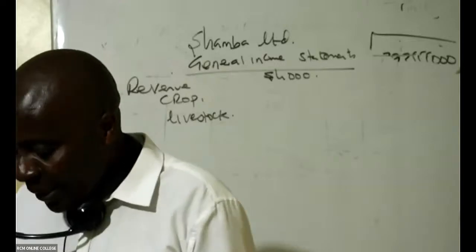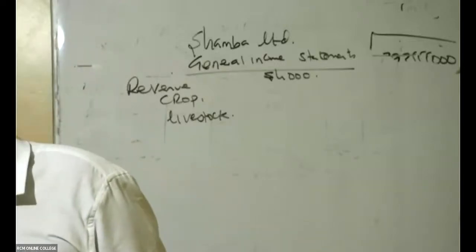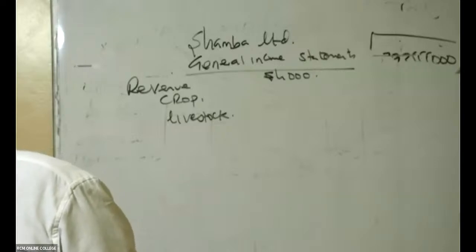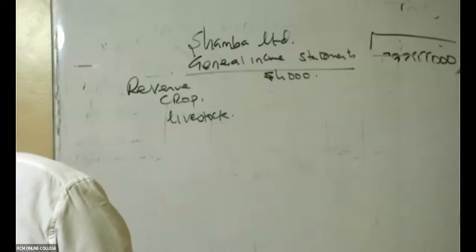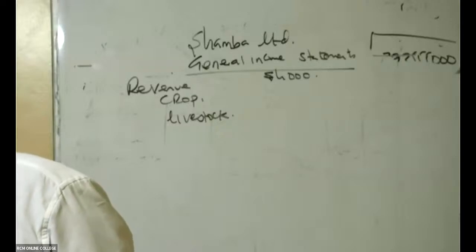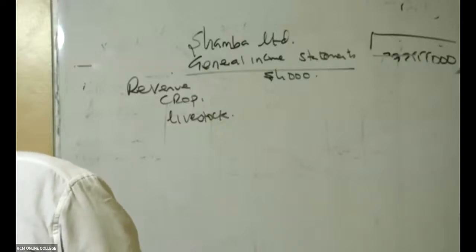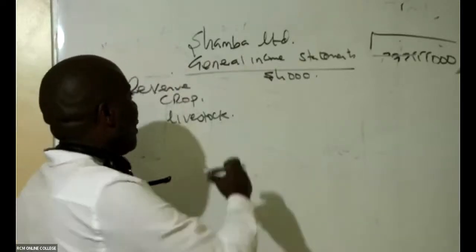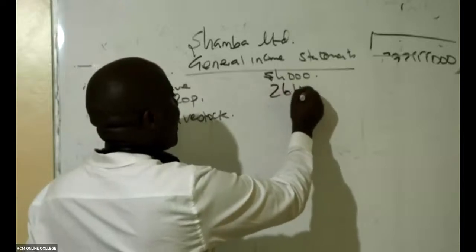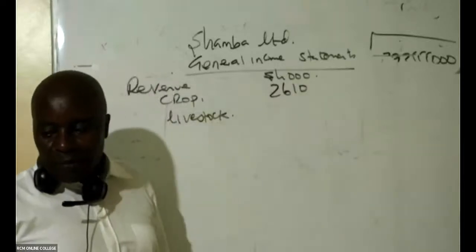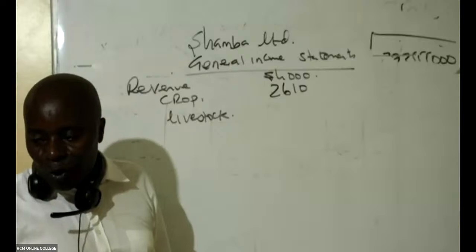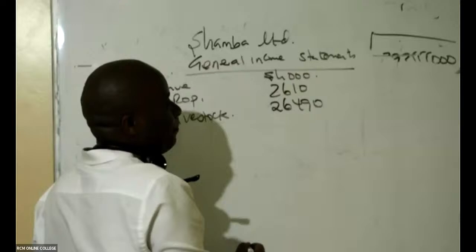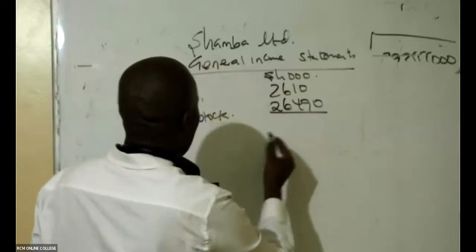So, ladies and gentlemen, please get hold of your question. If I get hold of my question, what am I saying here? That my revenue from crop is 2,610. My revenue from livestock, you guys are giving me a profit of 26,490. So can somebody give me the total revenue here?